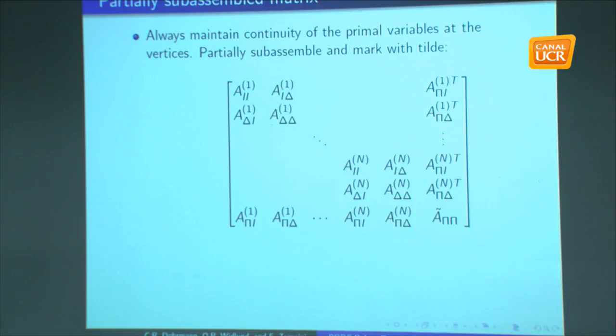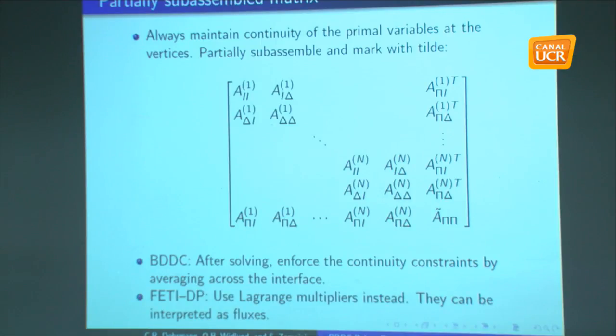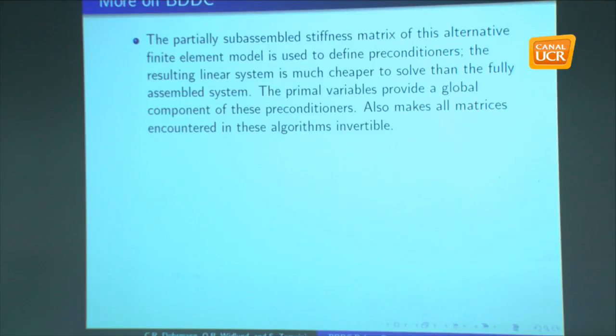On the other hand, of course, we have multiple values. So after solving, we enforce the continuity constraints by averaging across the interface. And in FETI-DP, instead, we try to enforce the continuity by using Lagrange multipliers. So the partially subassembled stiffness matrix of this alternative finite element model is used to define the preconditioner.